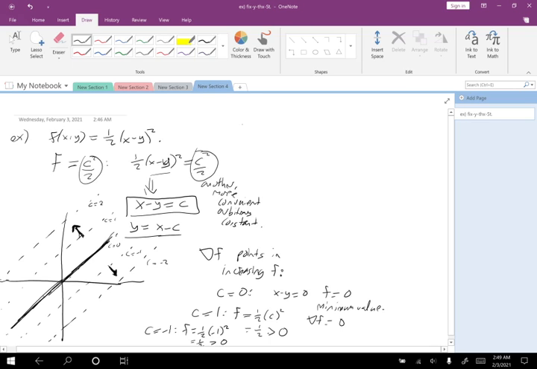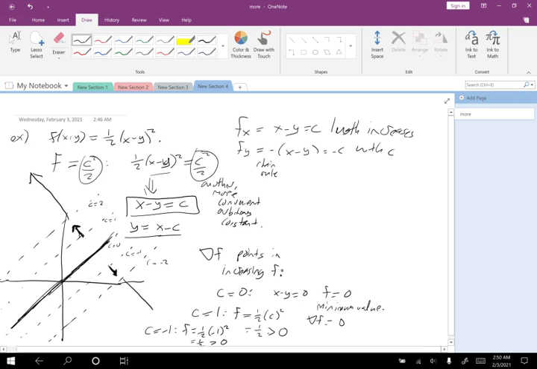To actually see what the lengths look like, I could say that f_x equals x minus y. f_y will then equal the negative of that by the chain rule. So actually the length increases with c, right? Because this is c and this is negative c. So I can draw a really big arrow for c equals 2 just to get an idea of what's going on, and similarly with negative 2, pointing in that right direction.